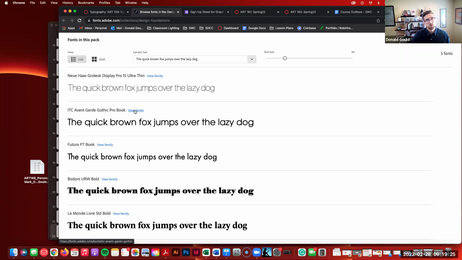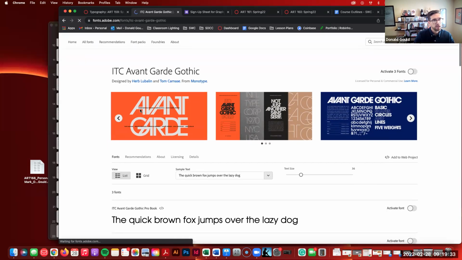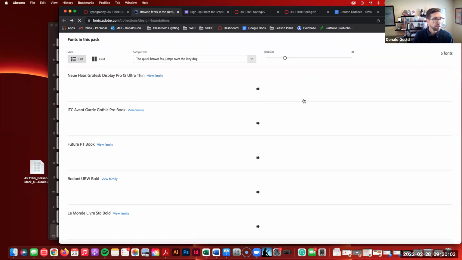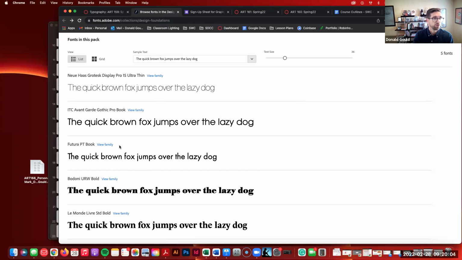Once you get into those different layouts where you might want to expand on the variations within this typeface of Avant Garde Gothic, you can click into that View Family. And this is where you'll see that there are actually 3 different fonts, 3 different variations within this typeface of Avant Garde, right? We have Avant Garde Pro Book, which we saw previously. We also have Pro Medium and Pro Bold. So once you get into those layouts, you can click into these and activate any of these that you would like. And once you activate these, you're able to use those within the design programs that we have.